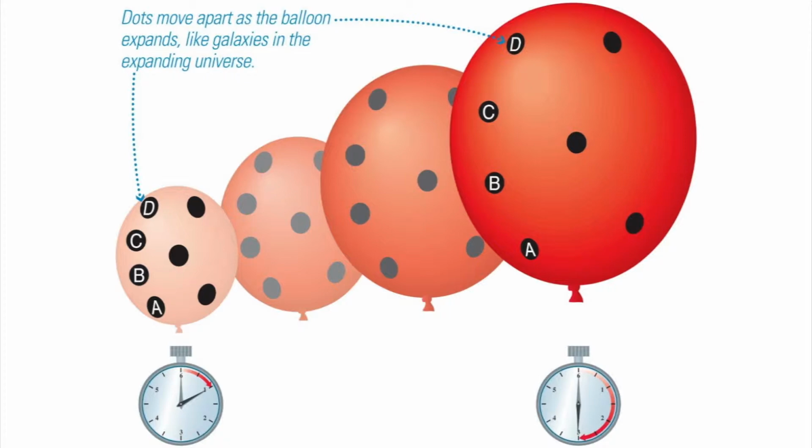The best analogy would be tiny beads glued to the surface of the balloon, since galaxies individually are held together by their own gravity. So as the distance between them increases, the galaxies themselves do not grow in size. What does the linear expansion imply? And in particular, does the fact that all galaxies are moving away from us imply that we're the center of the universe? The answer is no.